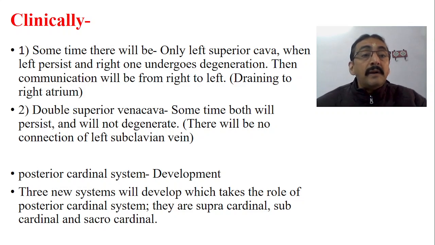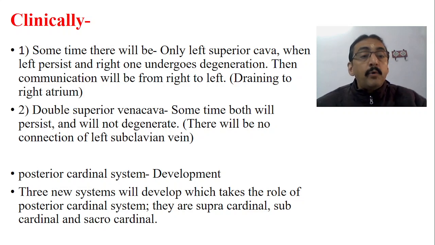Another possibility is a double superior vena cava. Sometimes both right and left will persist, and both will not disintegrate or degenerate. Then there will be no connection of the left subclavian vein at all.